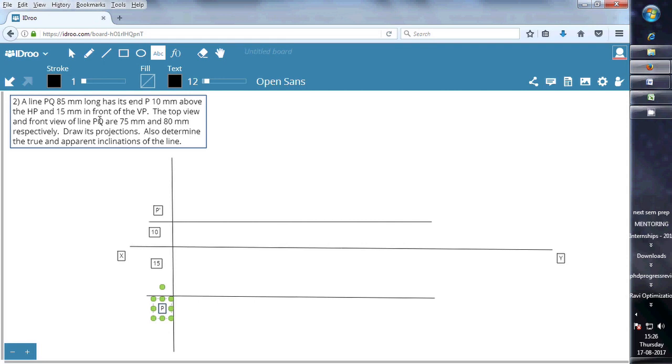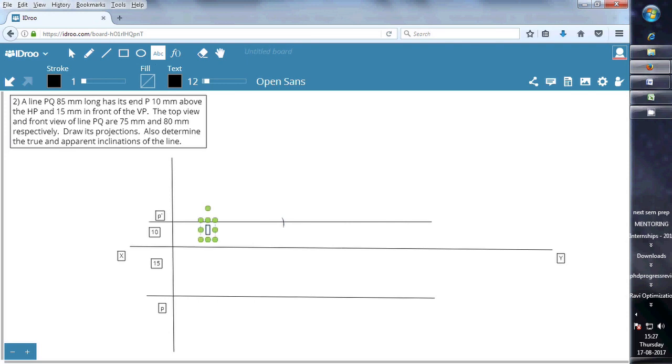After this, we have to draw the apparent lengths on these horizontal projectors. So, taking front view length as radius and point P dash as center, cut an arc on the horizontal projector line passing through the point P dash. Name this length as front view length.